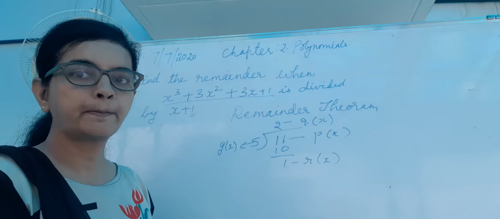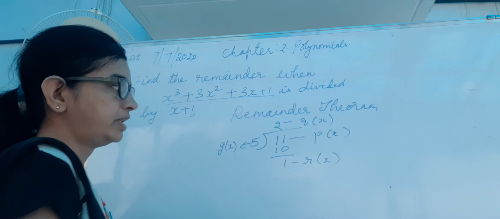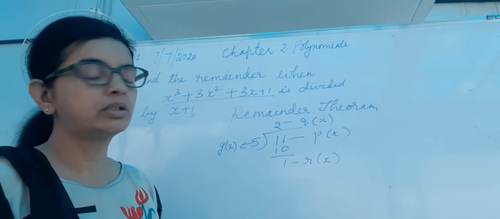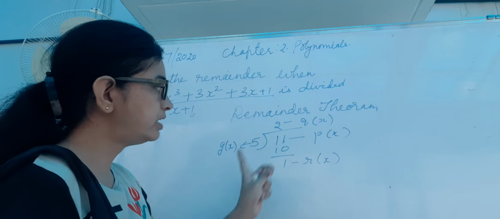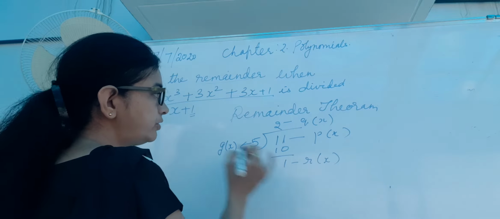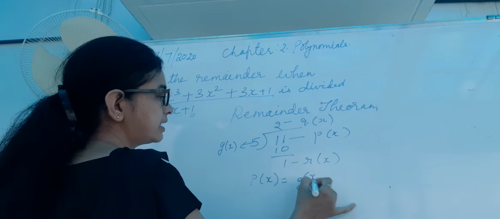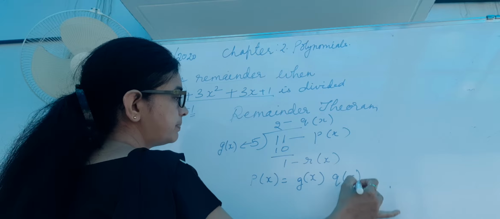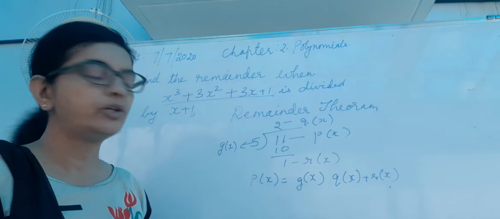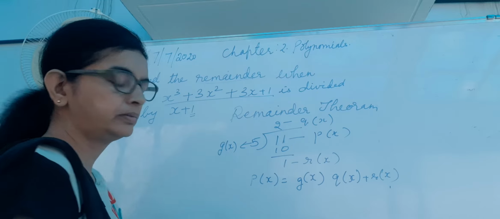Imagine this way. These are not at present polynomials, but imagine it this way. We can even say they are polynomials because all constant terms are polynomials. But at present, for our convenience, we are taking this simplest form of division. Now, according to the division algorithm, p(x) is equal to g(x) into q(x) plus r(x). Using this division algorithm, we will find the remainder.